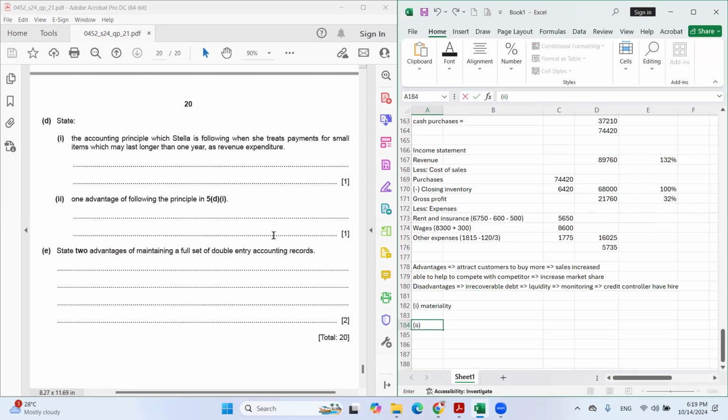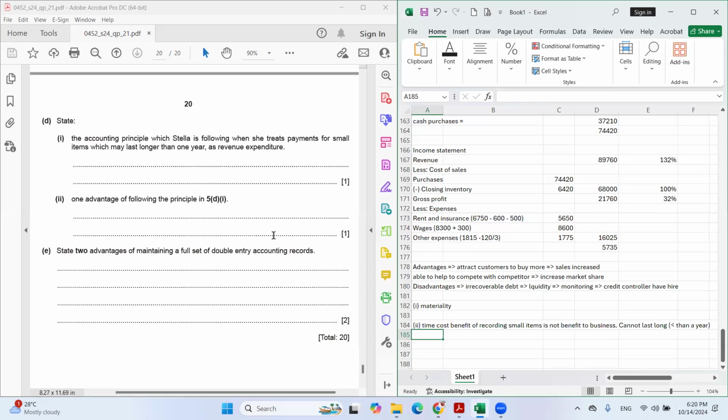So what is the advantage? Because of the time cost benefit of the recording. A small value, small item is not a benefit to the business, and maybe also cannot last long, meaning less than a year, it will spoil. That's the reason for it.